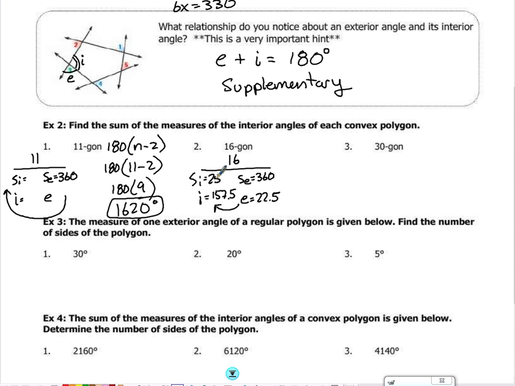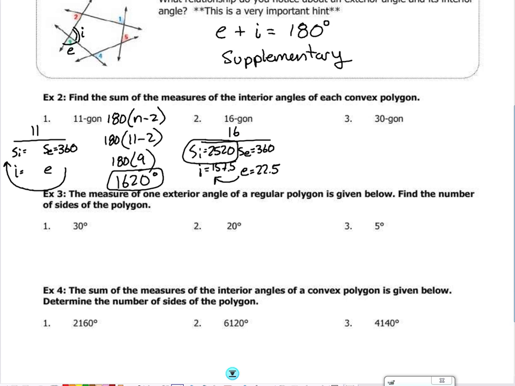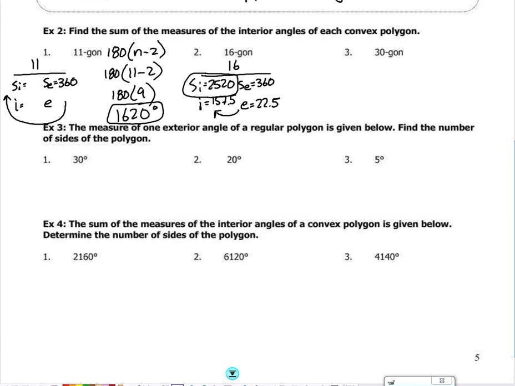Go ahead and try number 3 and then check it with the key in the notes. Then we're going to move on to example 3 here. The measure of one exterior angle is given in this regular polygon below. Find the number of sides.